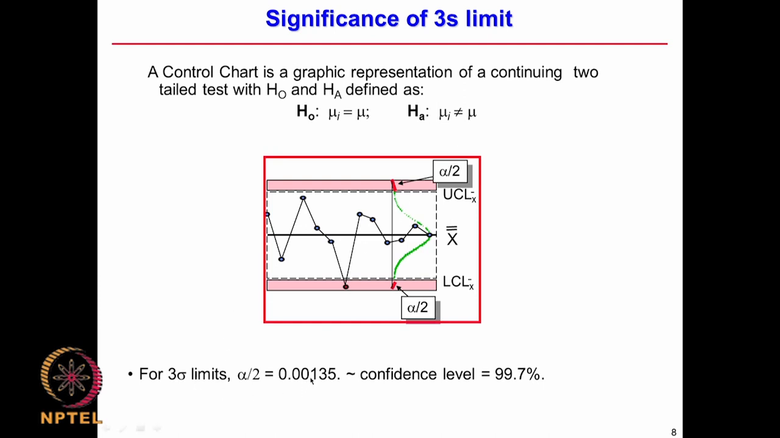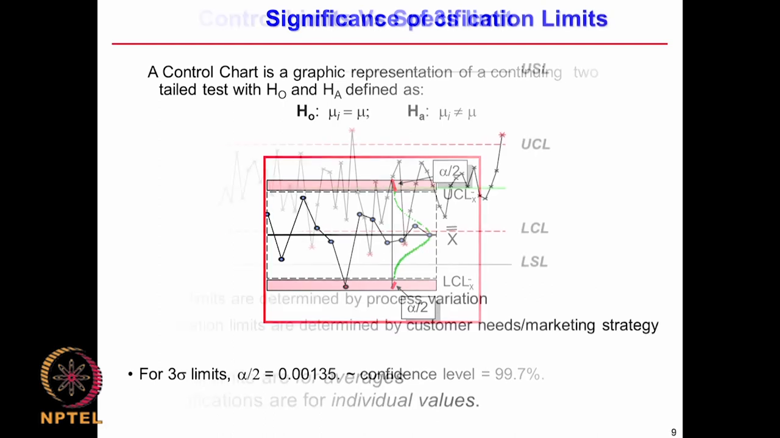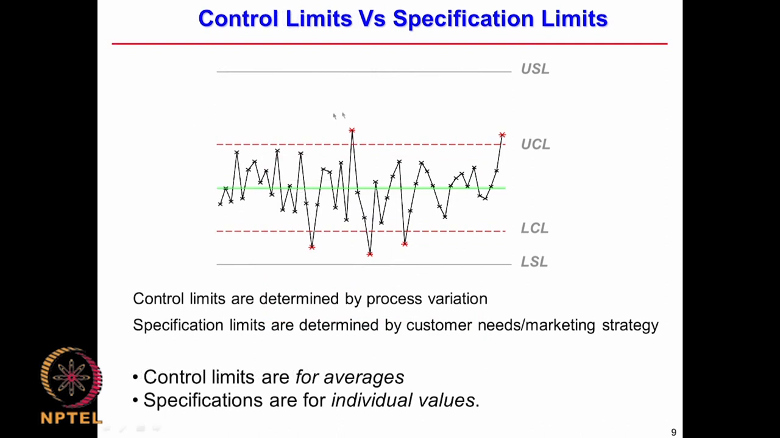So for 3 sigma, what do you do? For 3 sigma, you take alpha by 2 is 0.00135. That is to get 99.7%, right? So we plot 3 sigma, or we can have 2 sigma, or we can have 1 sigma, in the upper and lower bounds actually. So, this is the lower control limit, that could be minus 3 sigma, the upper control limit could be plus 3 sigma, okay. Then you will also have upper specification limit, lower specification limit.